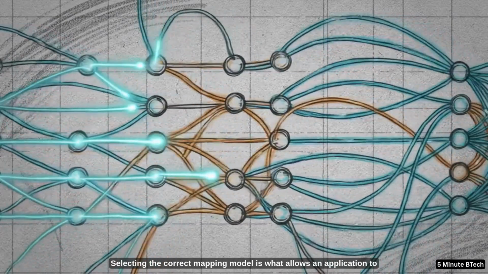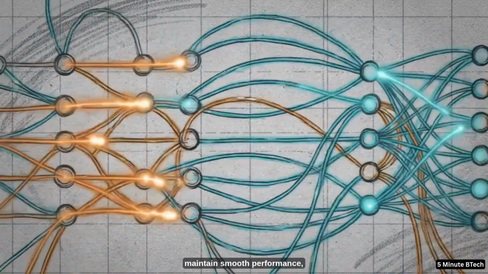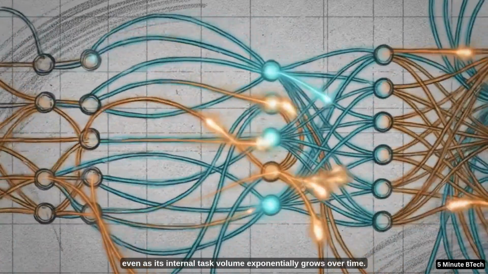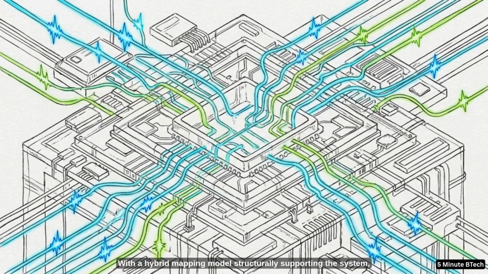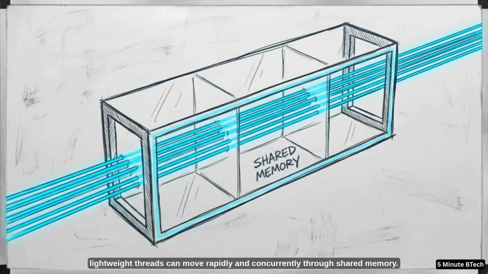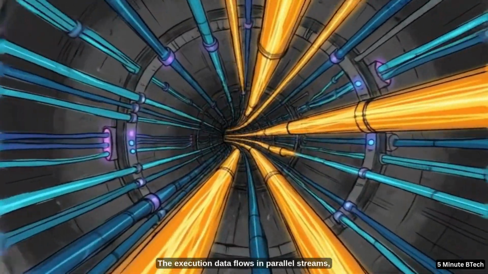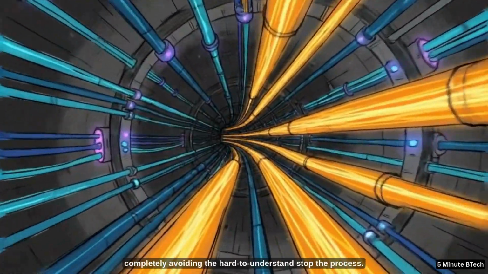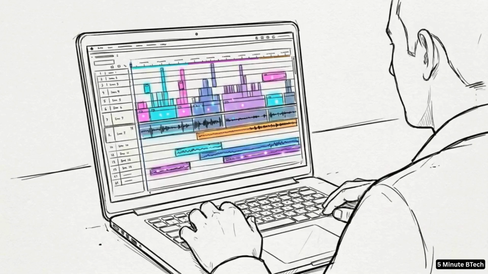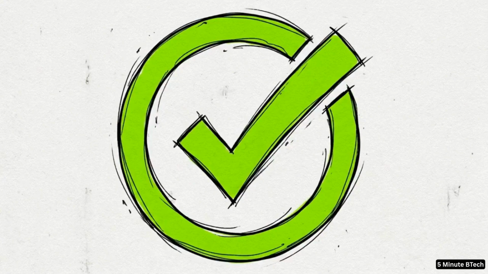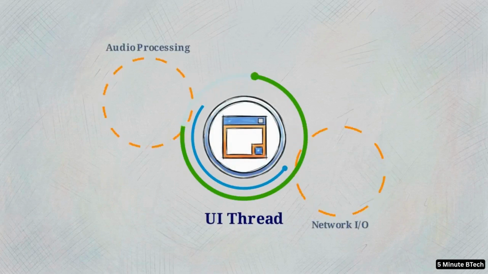Selecting the correct mapping model is what allows an application to maintain smooth performance, even as its internal task volume exponentially grows over time. With a hybrid mapping model structurally supporting the system, lightweight threads can move rapidly and concurrently through shared memory. The execution data flows in parallel streams, completely avoiding the harsh stops and context switches of isolated processes. At the macro level, the benefits are immediately obvious to the user. Applications execute faster, CPU processing power is maximized, and user interfaces remain responsive even during heavy background processing.